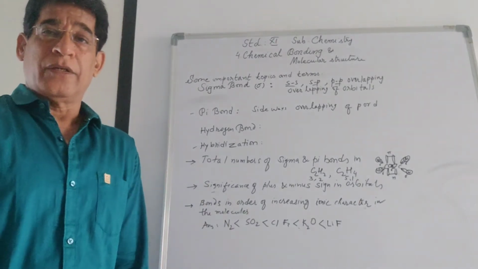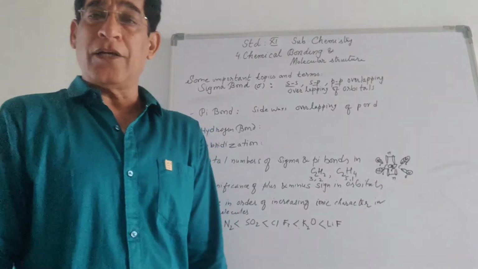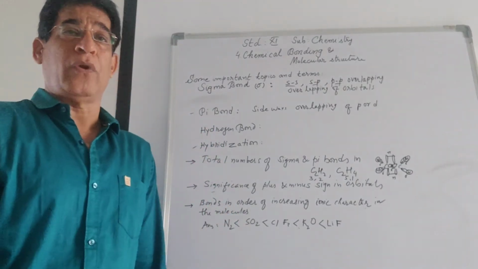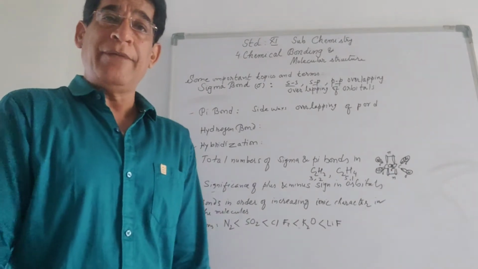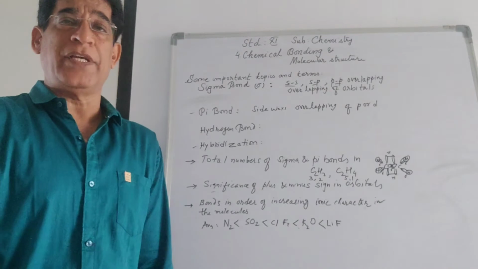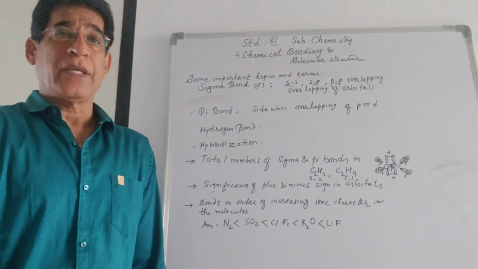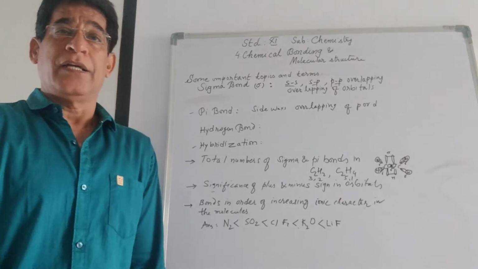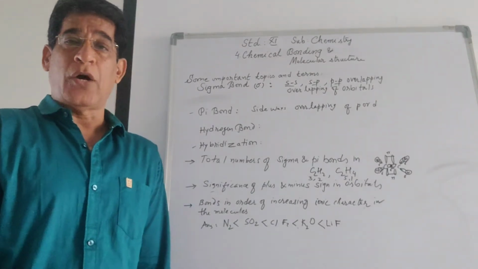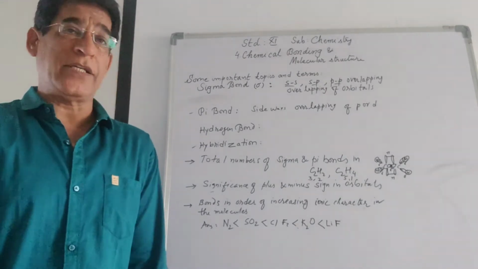Now once again a new question: define octet rule, or what is octet rule? The elements tend to adjust the arrangement of their electrons in such a way that they achieve 8 electrons in their outermost shell. This is called the octet rule.